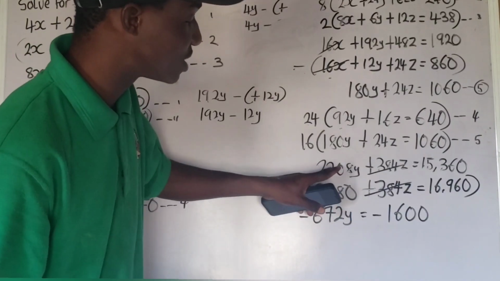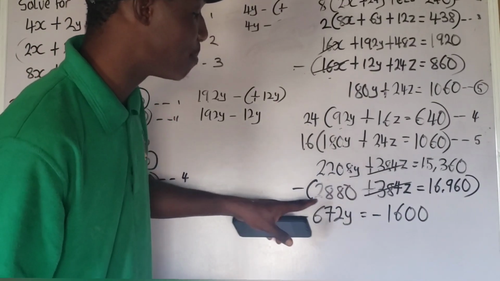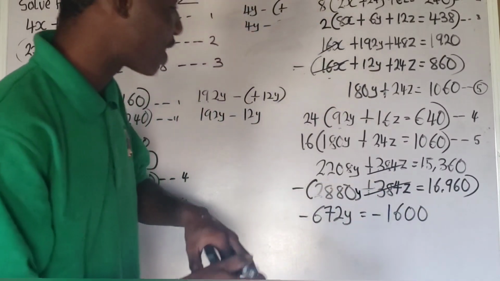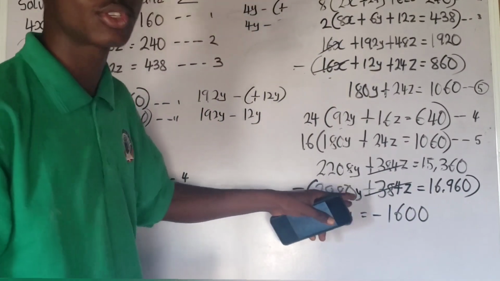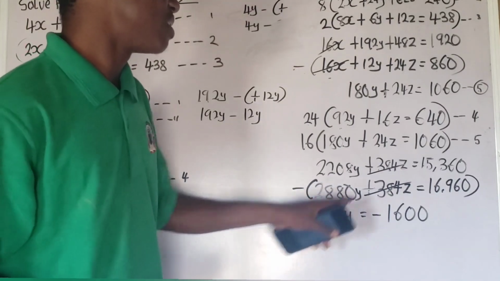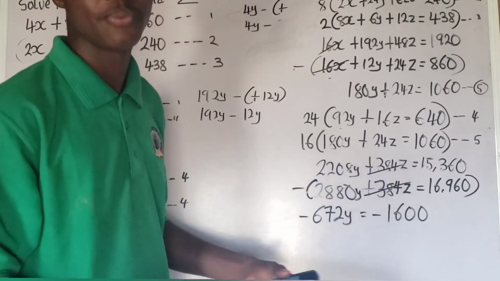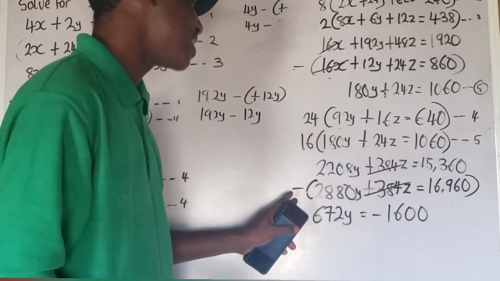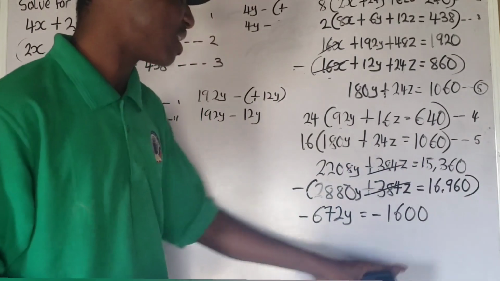See, 2,208y minus 2,880y. I got this. Now, if I subtract this from this, they have the same value. So, that is eliminated. 15,360 minus 16,960. I got this.